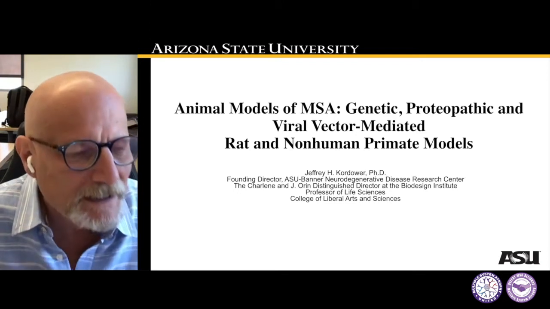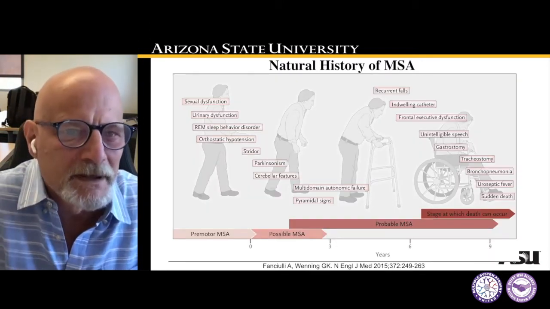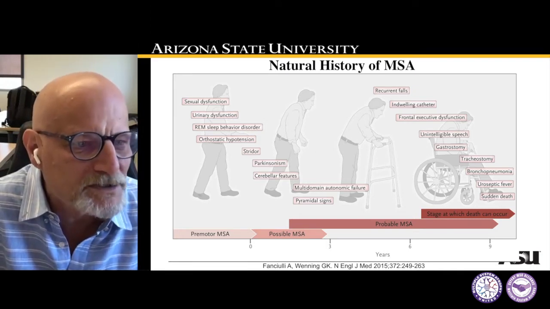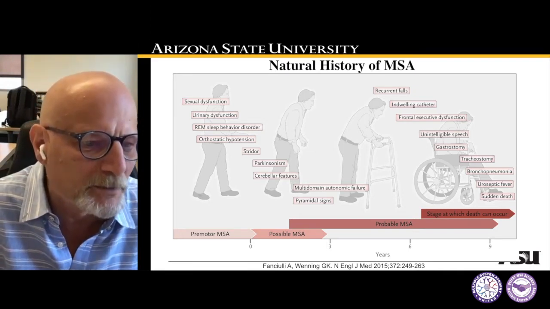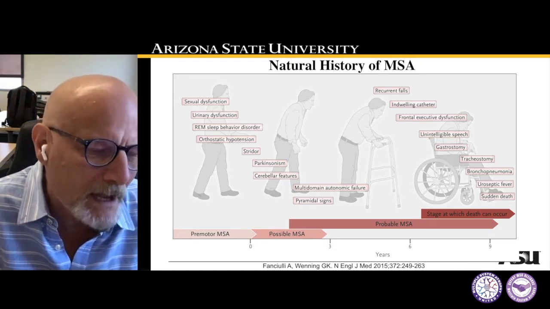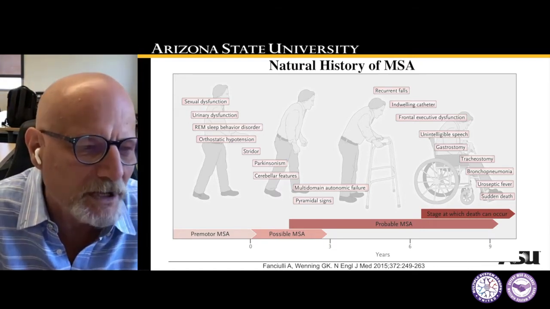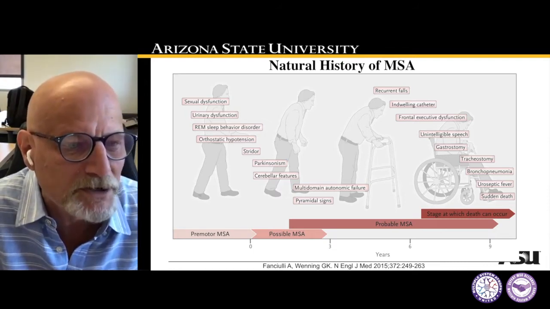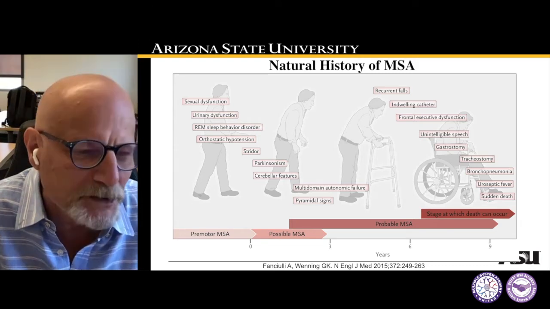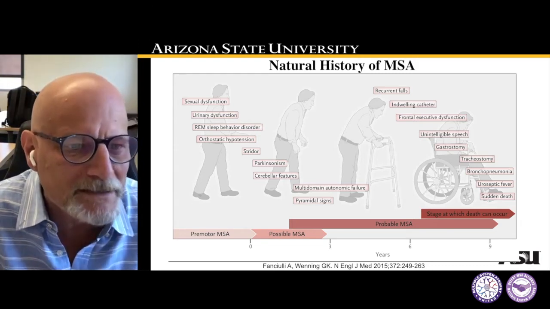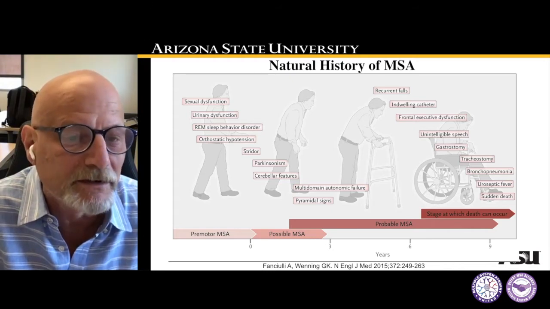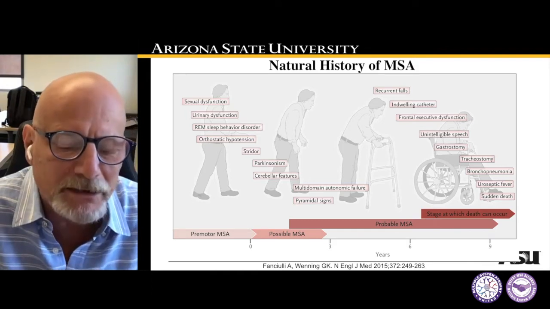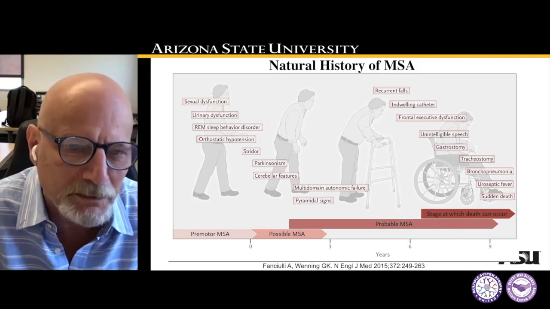I'm sure everyone in this audience realizes the natural history of multiple system atrophy, with autonomic dysfunction, Parkinsonism, and cerebellar features, highlighting the two different major foci of MSA: MSA-C for cerebellar damage, and MSA-P for Parkinsonian features. All I'm going to be speaking about today is MSA-P. I'm going to talk about the different features of the disease and how it's modeled in rodents and non-human primates.